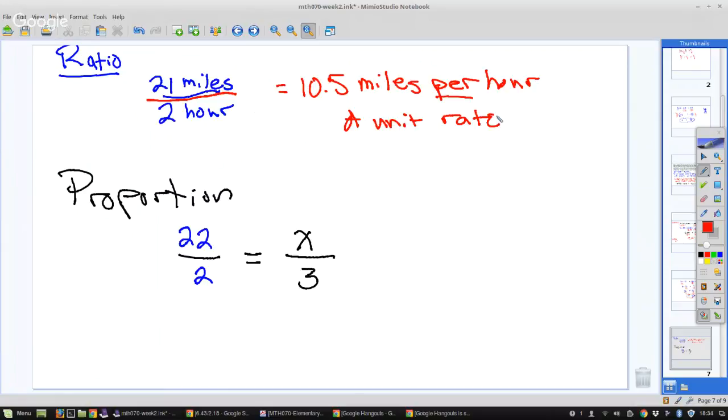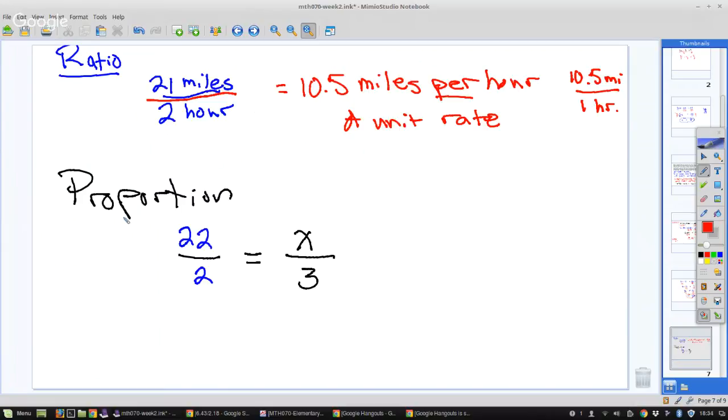Why is it a unit rate? Because since I have no denominator, you could say I'm dividing by 1. So I could also say that's 10.5 miles divided by 1 hour. So just carrying out the division that the ratio gives you what's called a unit rate.